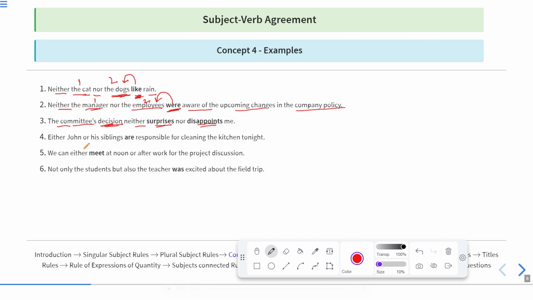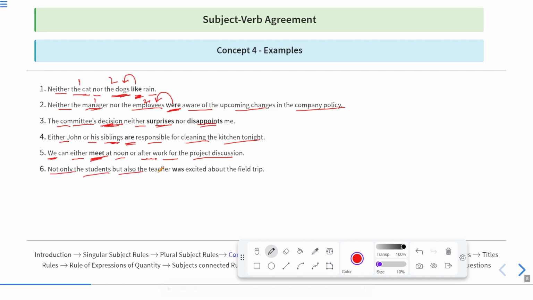Which are used in singular form according to the subject "decision". Now, the next sentence is: "Either John or his siblings are responsible for cleaning the kitchen tonight." Here, siblings is plural, which is followed by "are", which is a plural verb. "We can either meet at noon or after work for the project discussion." Now, the verb is "meet". "At noon" and "after work" are time durations, so these are adverbs. "We" is the subject, which is followed by "meet", the plural verb.